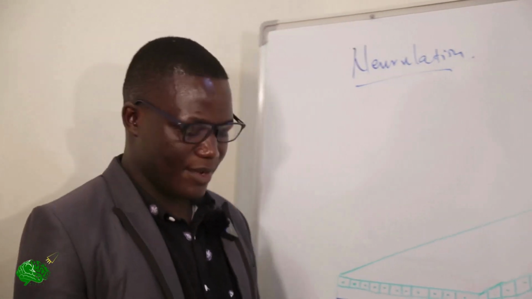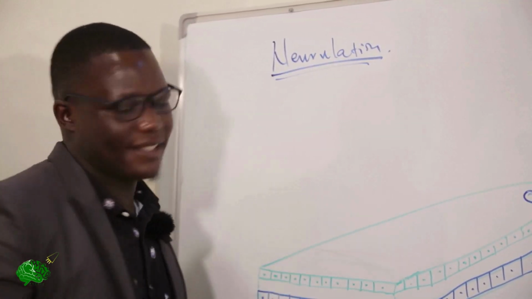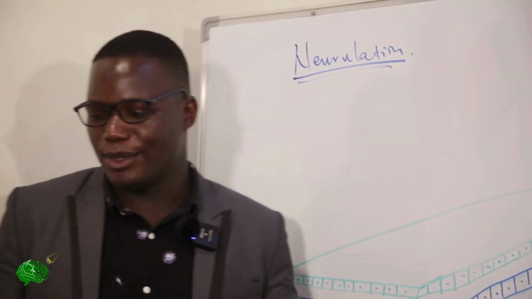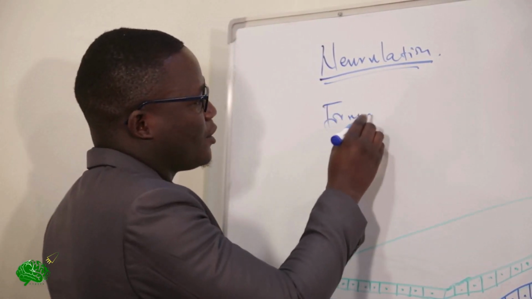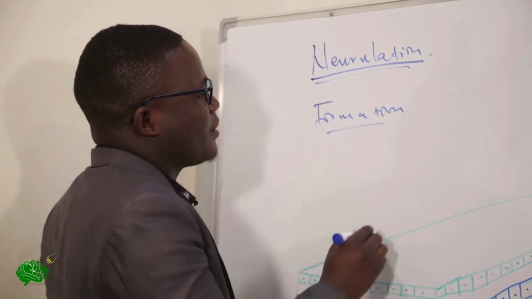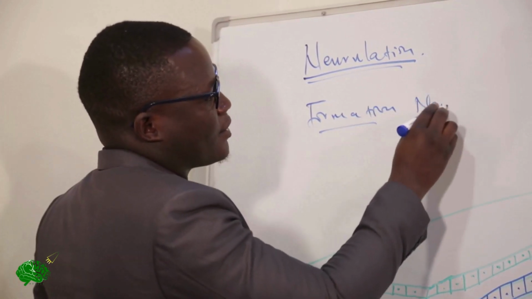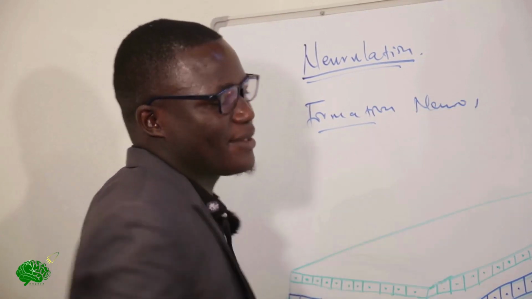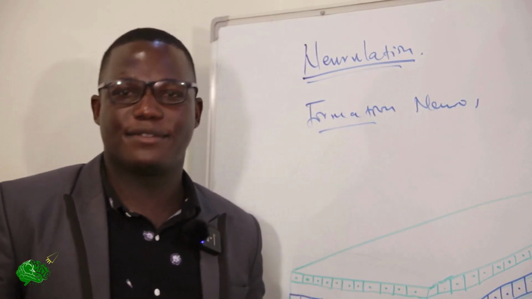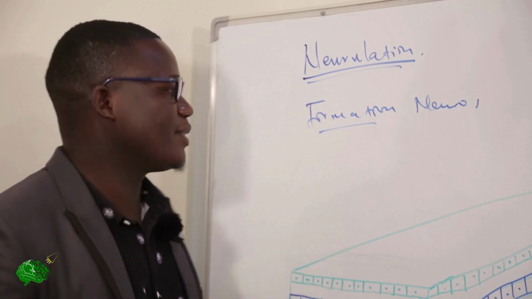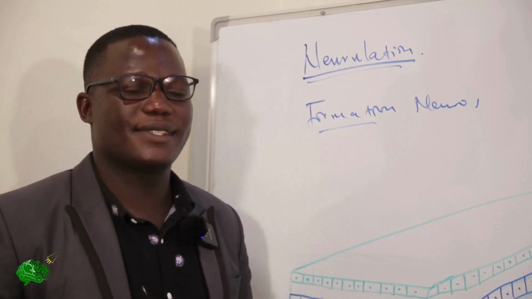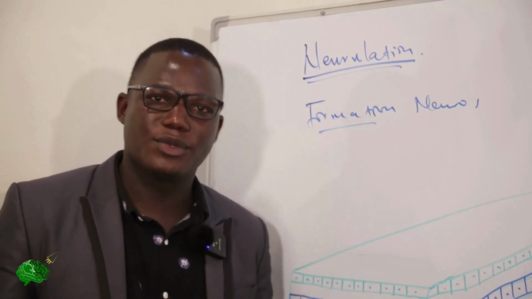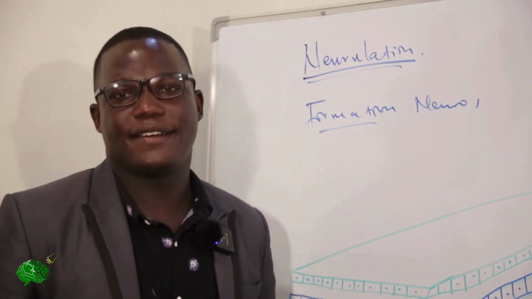By the end of this, we should be able to tell those things accurately. So what do we mean when we talk about neurulation itself? Basically, when we are talking about neurulation, we are talking about formation of the neural tube. And for you to appreciate this concept very well, you must review our discussion on gastrulation and notochord formation, because that is what we are going to be building on this very day.